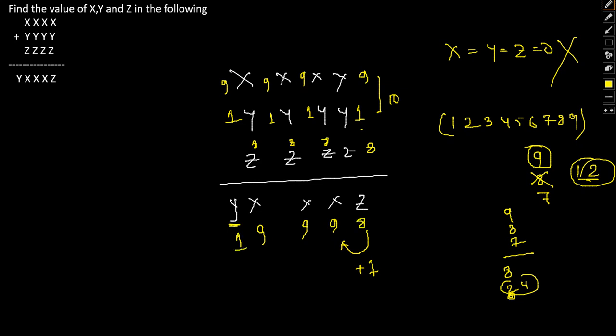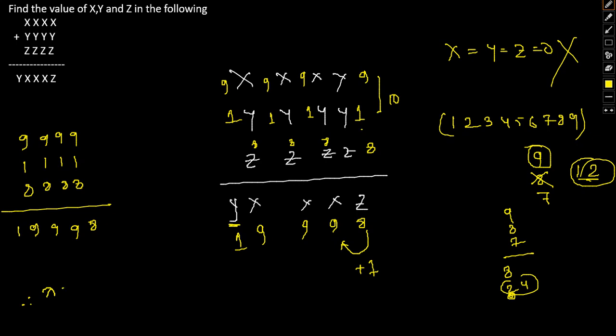Let us take a look whether our assumption is correct or not. Say 9, 9, 9, 9, 1, 1, 1, 1, 8, 8, 8, 8. 10, 18, 19, 19, 19 and carry 1. Yes, our assumption is correct. So therefore x equal to 9, y equal to 1 and z equal to 8. I hope this is clear. This is how we approach this kind of question.